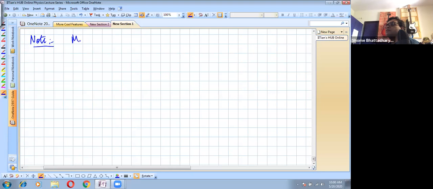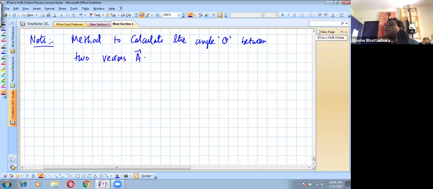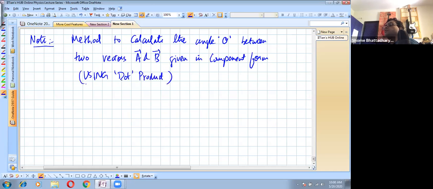Okay, so method to calculate the angle, let's say theta, between two vectors A and B given in component notation, using the dot product method. So we learn to do this using the dot product method. So this is like a reverse application.